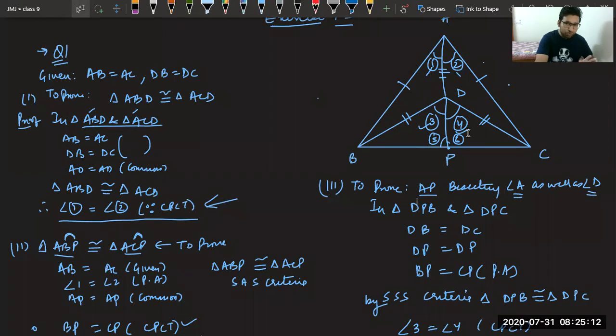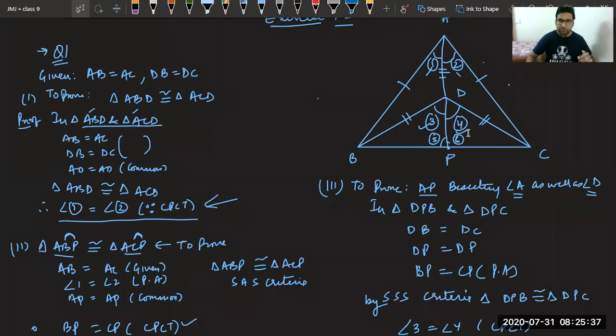So we already have proved they are equal. And can you say what are they forming? Can you say 5 and 6 are forming a linear pair? So we can say 5 plus 6 equal to 180 degrees. And from there we can prove angle 5 is 90 degrees.